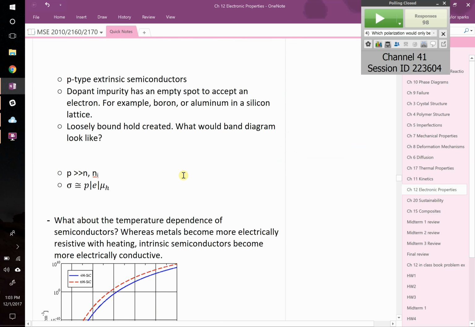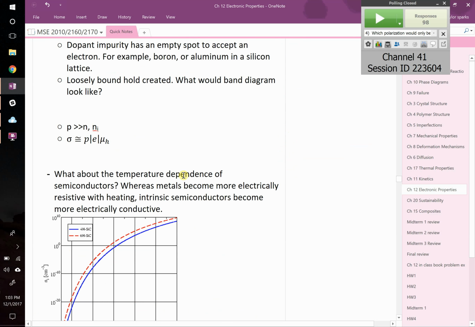All right, so again, if you make something N-type or P-type, what this allows us to do is simplify our expression. For electrical conductivity, we said that the electrical conductivity is equal to the number of electrons times the charge of an electron multiplied by the mobility of each electron plus the number of holes times the charge of each hole, which is the same as the charge of an electron, times the mobility of a hole. That should be H.